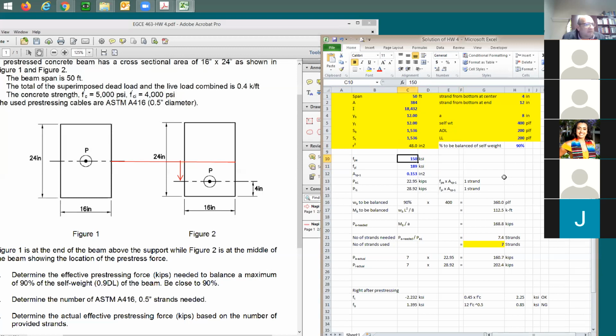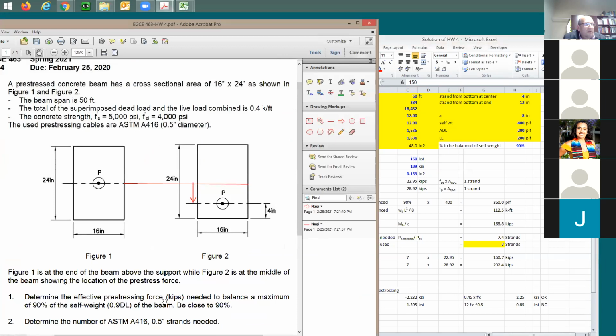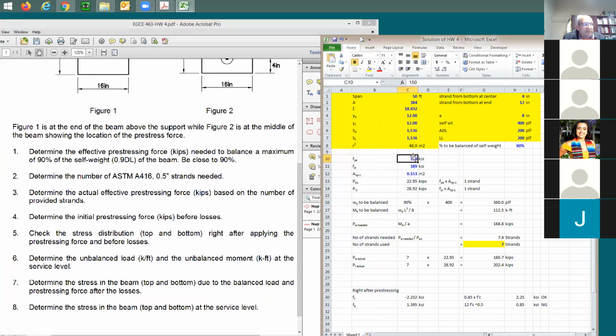FPE 150. How do I know it? Yeah, it's given. This is what we are using here, right? For all the strands, we're gonna be using these values. This is gonna be our standard values. FPI, this is gonna be the 189. So everybody is okay up to here. We're good with this shaded area.